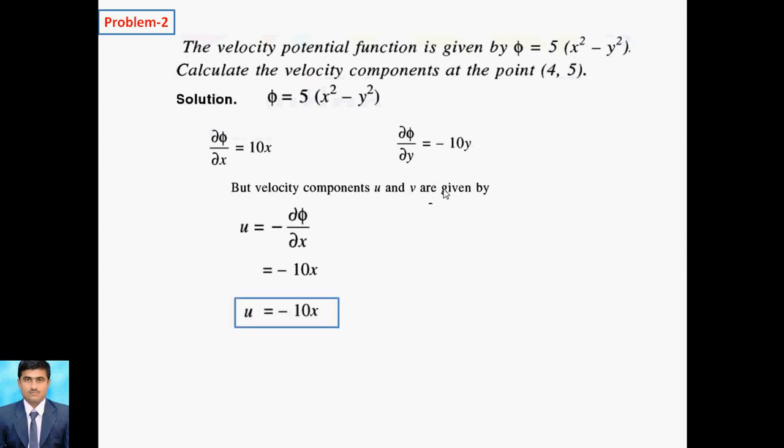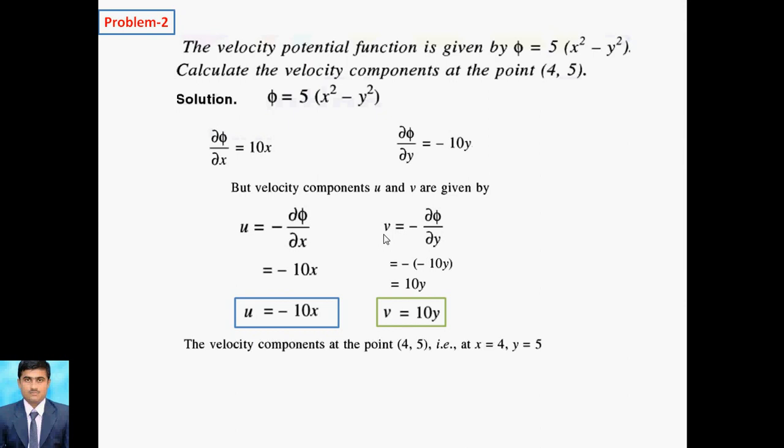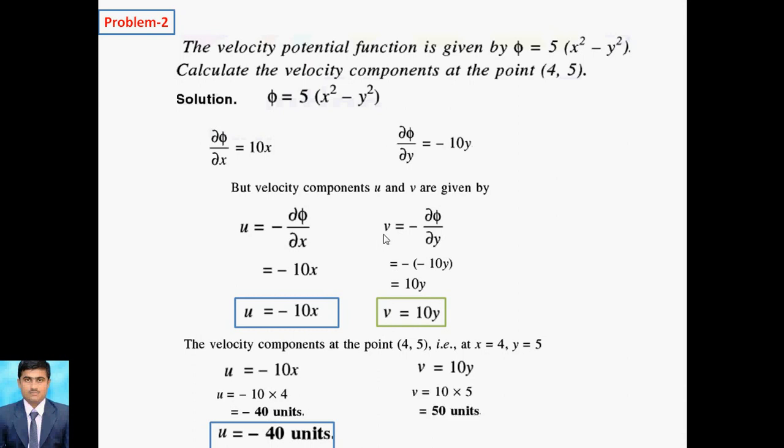So this is u is equal to minus 10x. And v is minus dou phi by dou y. So I can write here minus 10y. So minus is already here, so that equation becomes 10y. So already we discussed this, v is equal to 10y. And after putting the values in the formulation, we can take x is equal to 4 and y is equal to 5. So what will happen? u is equal to minus 40 units and v is equal to 10y. That's why I can put the value of y here. The y is 5, that's why v is equal to 50 units. So this is regarding the point.